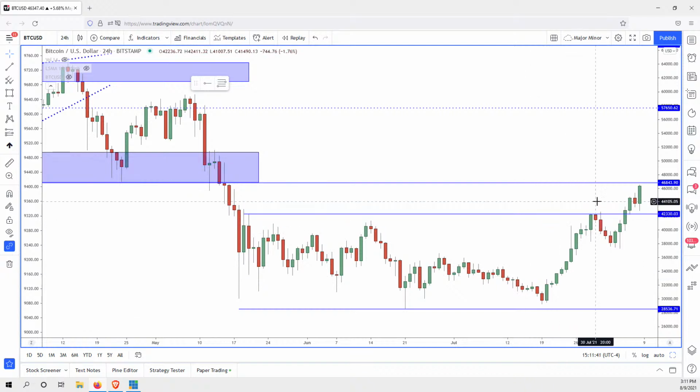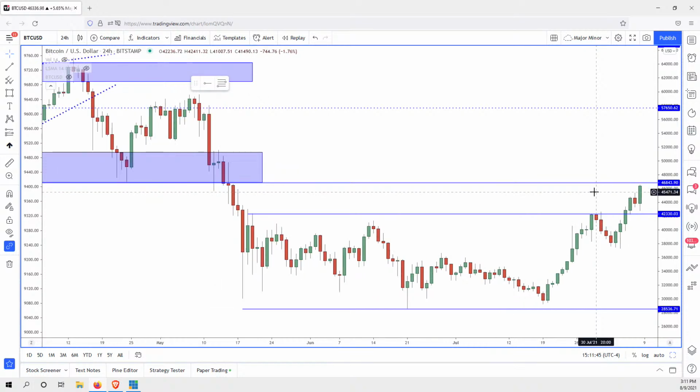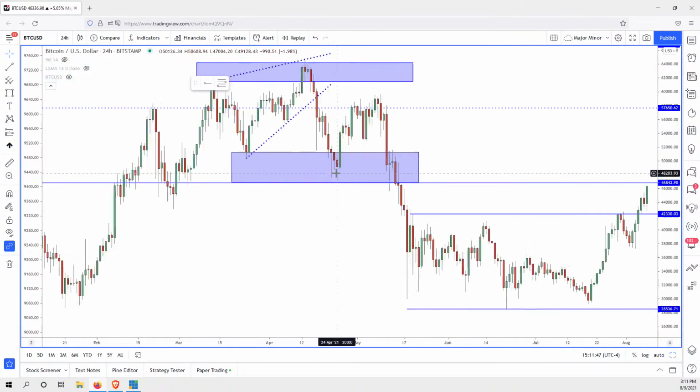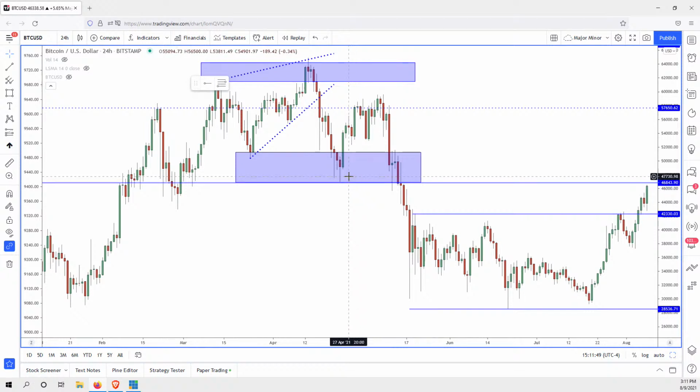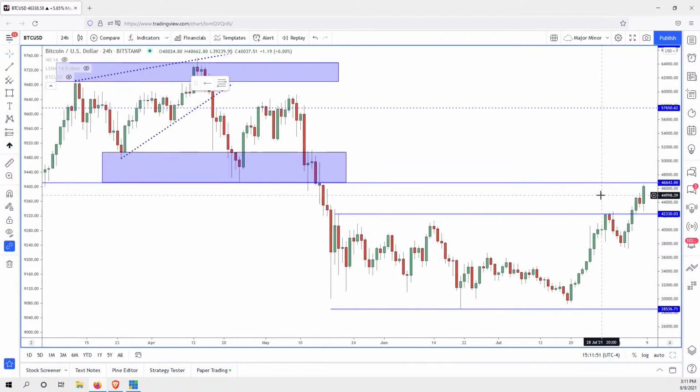Anyway, the point is, look where we are now. 50K is the next resistance. And we're getting there, all right? It's almost there. 50K was an old support going back months and months. And here we go. We're going right up to that resistance.